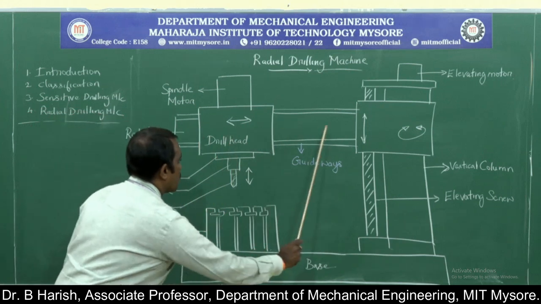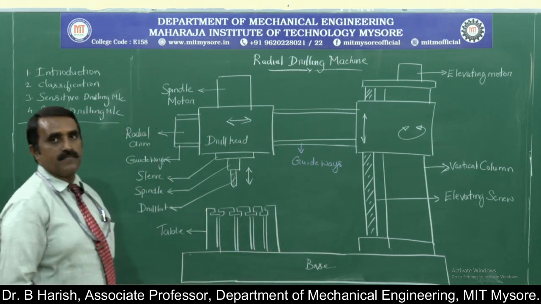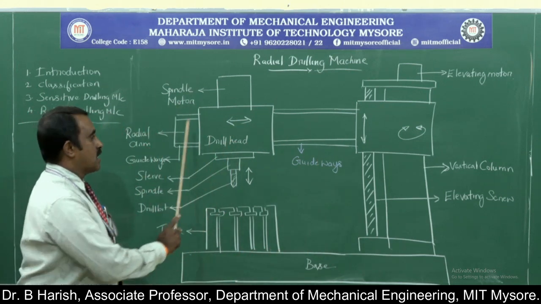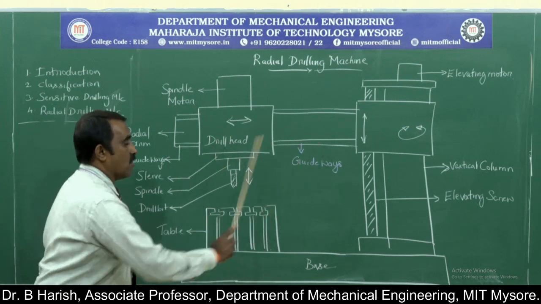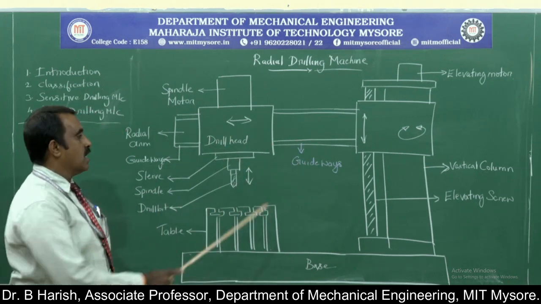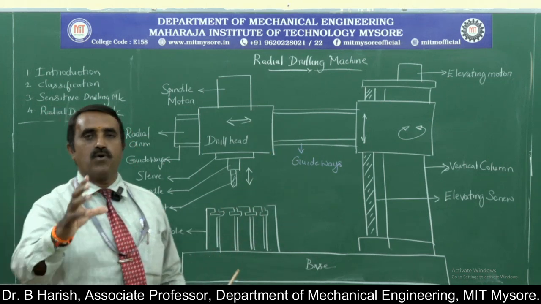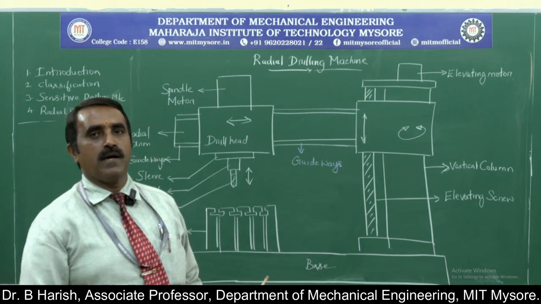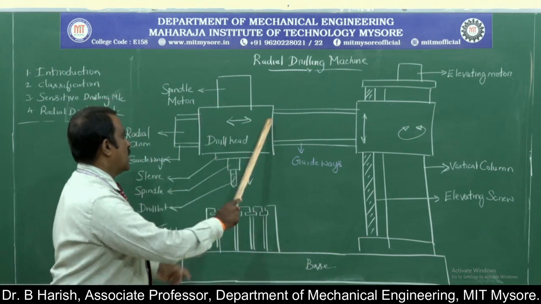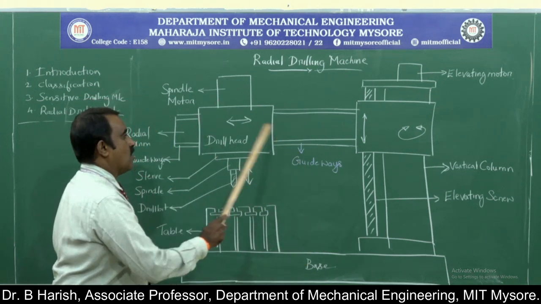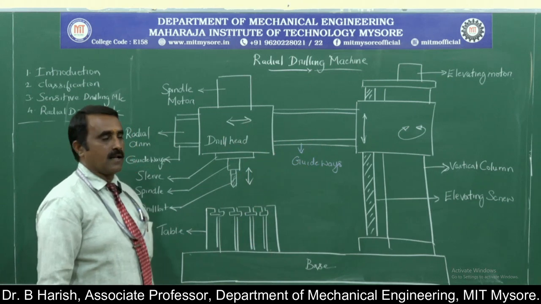So this drill head can move along this horizontal direction. You can see this arrow mark. So it can move along this direction, along the horizontal direction. For that we have these guideways. Guideways are nothing but what support the movement of the drill head. So these are the guideways on the radial arm.